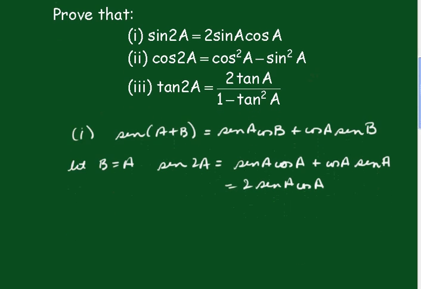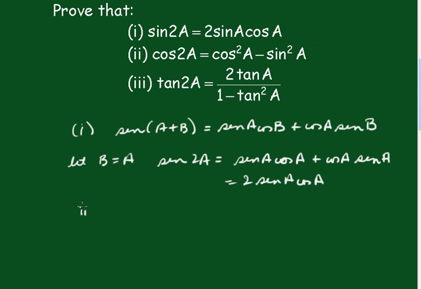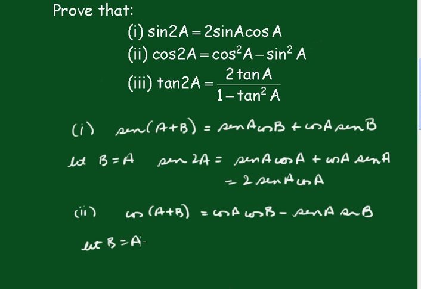Alright, now the second one, similar sort of thing. We know the cos of A plus B is equal to the cos of A cos of B minus the sine of A sine of B. So we'll let B equal A. So the cos of 2A equals the cos of A squared minus the sine of A squared, which is cos squared A minus sine squared A.